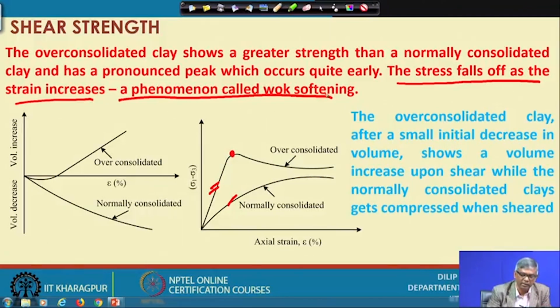And this is one thing. While shearing also, normally consolidated soil generally continuously decreases in volume. As a result, volume decrease will be there. If this is the zero reference, then if you observe axial strain versus volume change for normally consolidated, it will continuously decrease in volume. Whereas, if it is over consolidated clay, initially it will show some decrease in volume, but after some time it will continuously increase in volume, like the behavior of dilation in sand, similar things happen here.